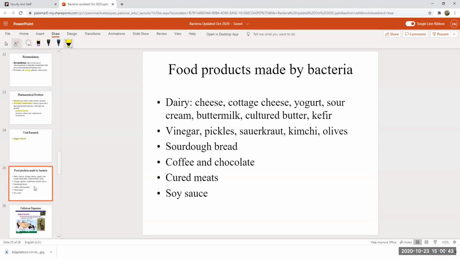This is a list of just a few food products that we make using bacteria, all of these different dairy products, all of these fermented products, processing coffee and chocolate, curing meats, making soy sauce. So bacteria can be our friends when they help us make these yummy food products.